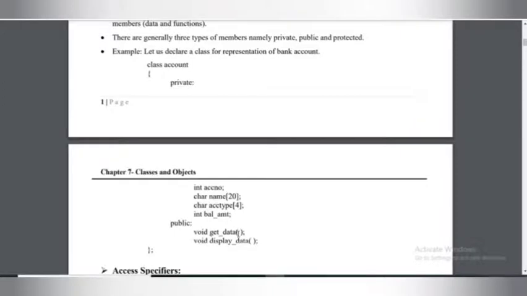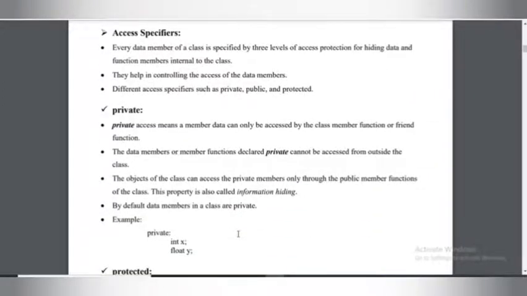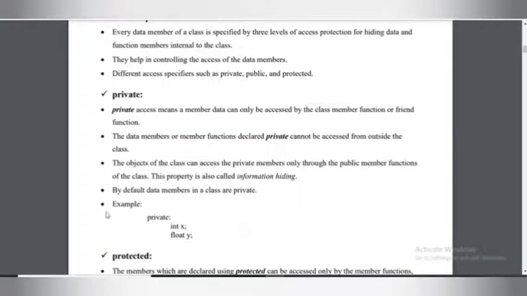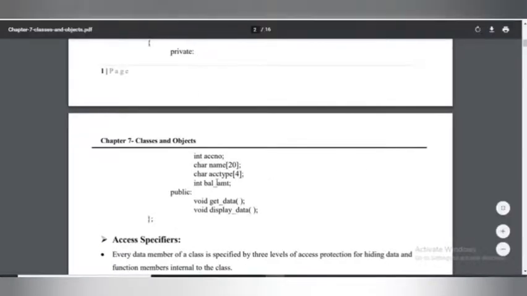That is regarding private. If you use the private access specifier, the data members can be accessed only by using a class member function or a friend function. So that is regarding private, and the objects of the class can access the private members only through the public member function. So you can see here, these are the private access specifier.